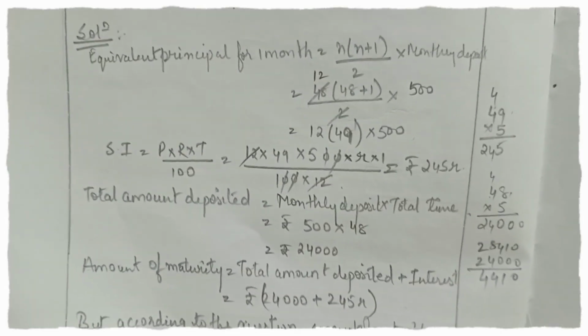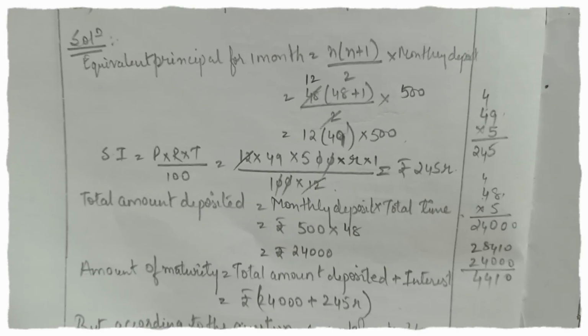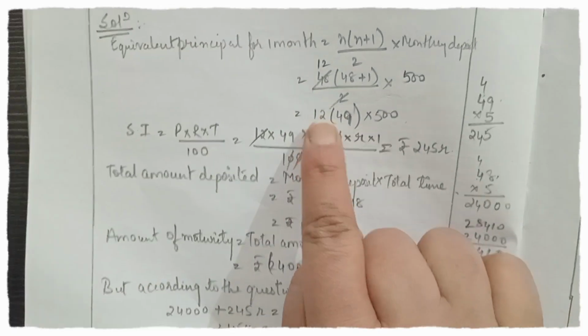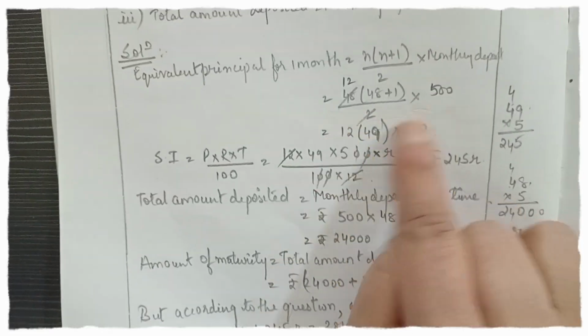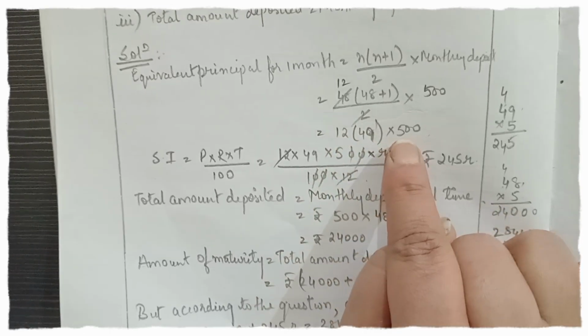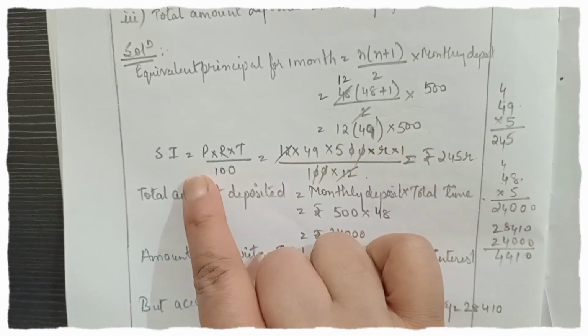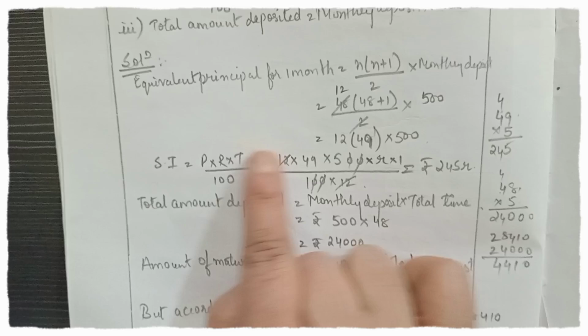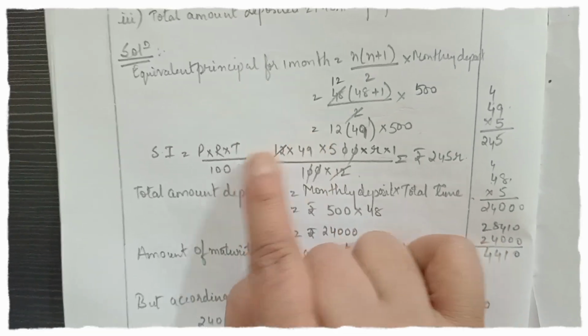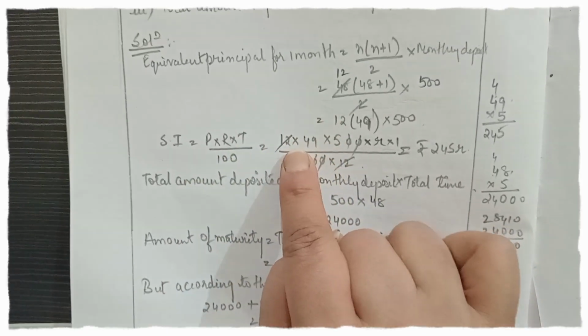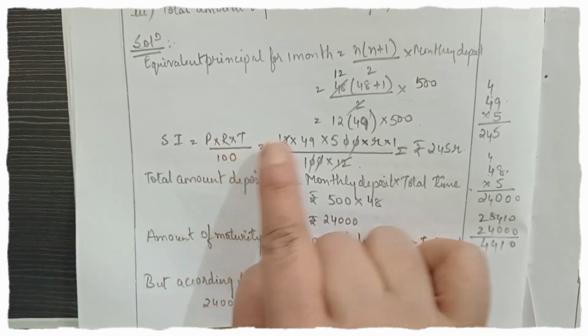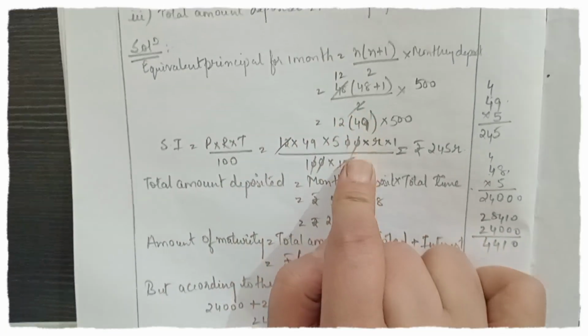Then the solution: equivalent principal for 1 month. By substituting the values, we don't need to find the whole answer here. We can substitute the whole value as 12 into 49 into 500 into the formula SI, because we've got this equivalent principal for 1 month. This 1 month is to be put into the formula SI is equal to P into R.